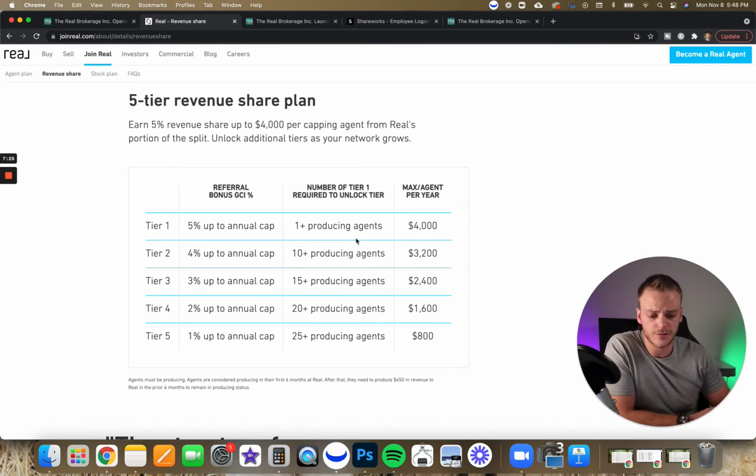So your first tier, you can earn up to $4,000 per agent per year, and this resets each year. Every time they start paying in their cap again, you're getting a portion of this. Tier two is $3,200, tier three $2,400, tier four $1,600, and tier five $800. We will cover this in another video.